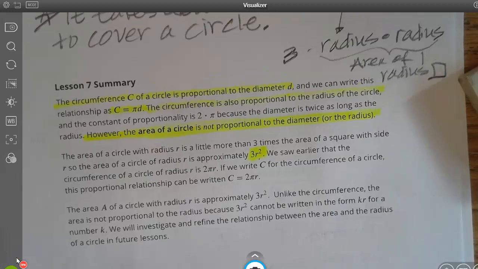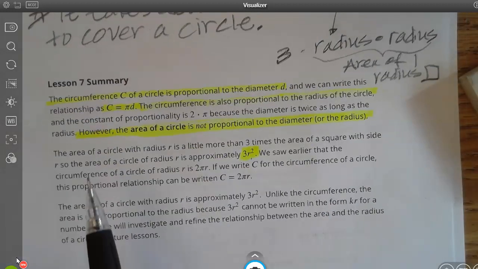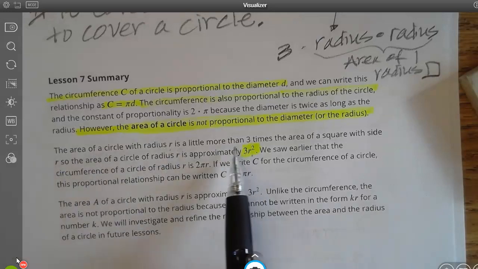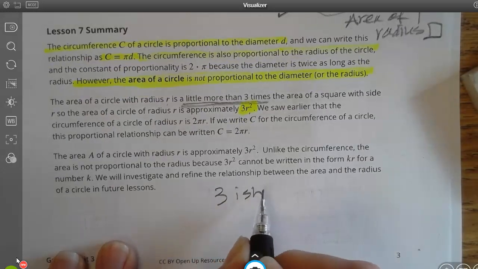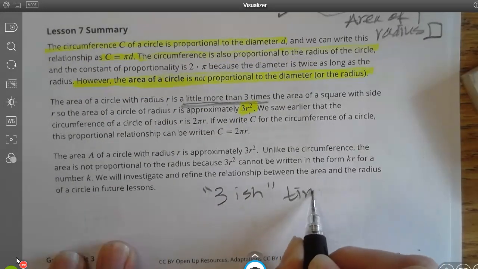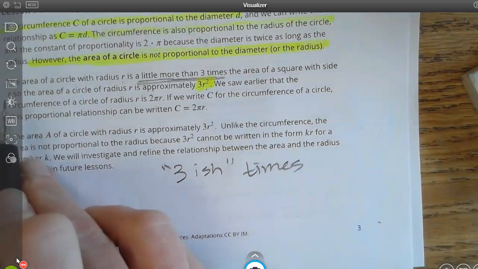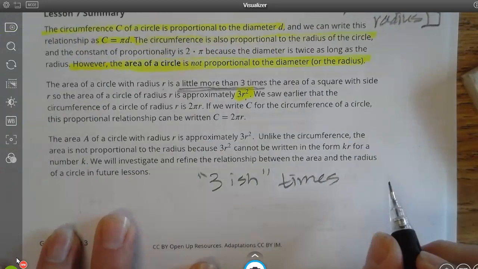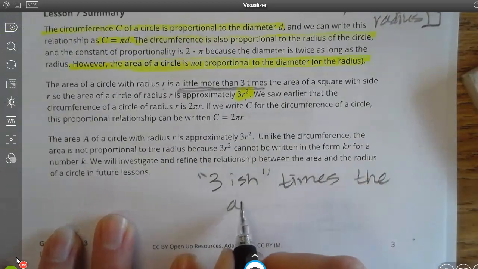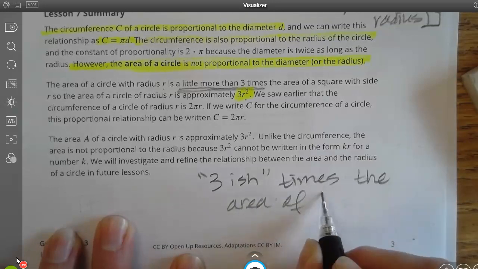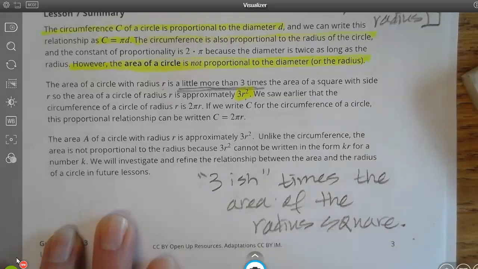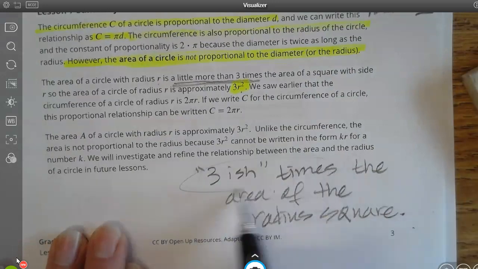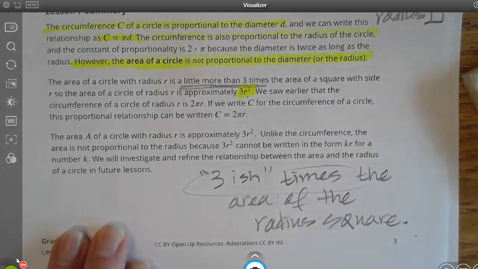So here we have highlighted the 3r squared. The area of a circle with the radius r is a little more than 3 times the area of a square with the side r. We're going to say 3-ish times the area of the radius square. So for now, we'll use that 3-ish times, and then we will move forward with that.